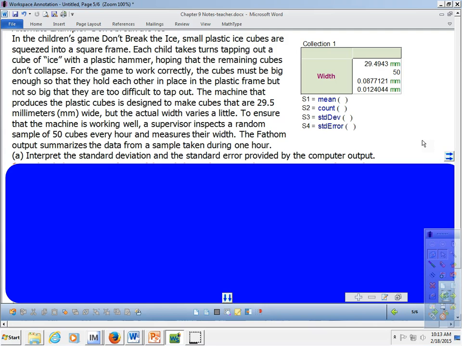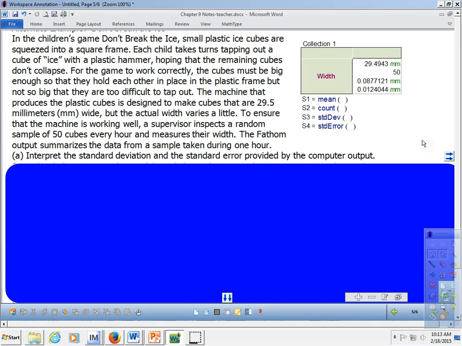If you haven't played it, there are these little cubes that you shove into a square, and there's a guy that sits on top of it, and you take turns tapping out the cubes. And the idea is to not be the one that makes the guy fall through the ice. So, in order for that to happen, the cubes have to be big enough so that they hold each other in place, sort of squeeze each other in place, but also not so big that you can't actually tap them out. So, the machine that produces the plastic cubes is designed to make the cubes that are 29.5 millimeters wide, but the actual width varies a little.